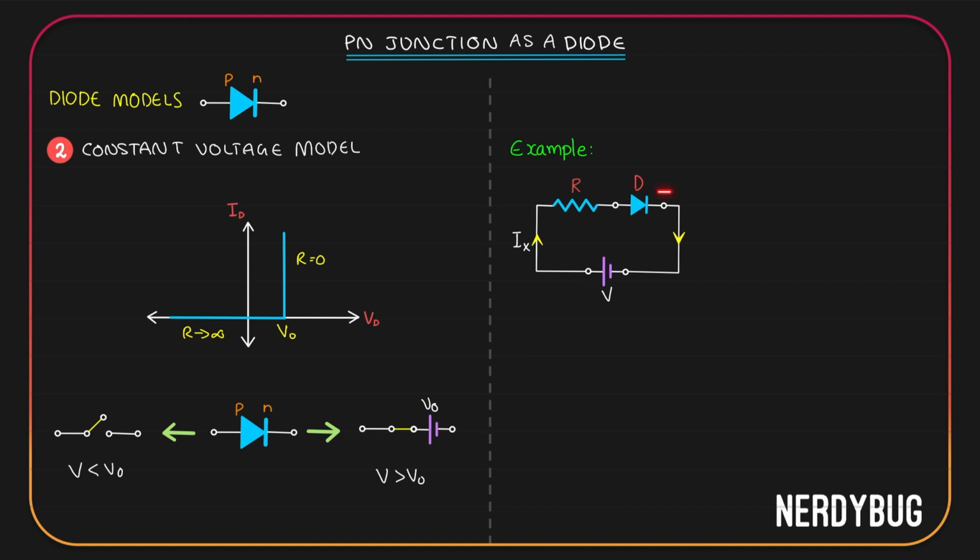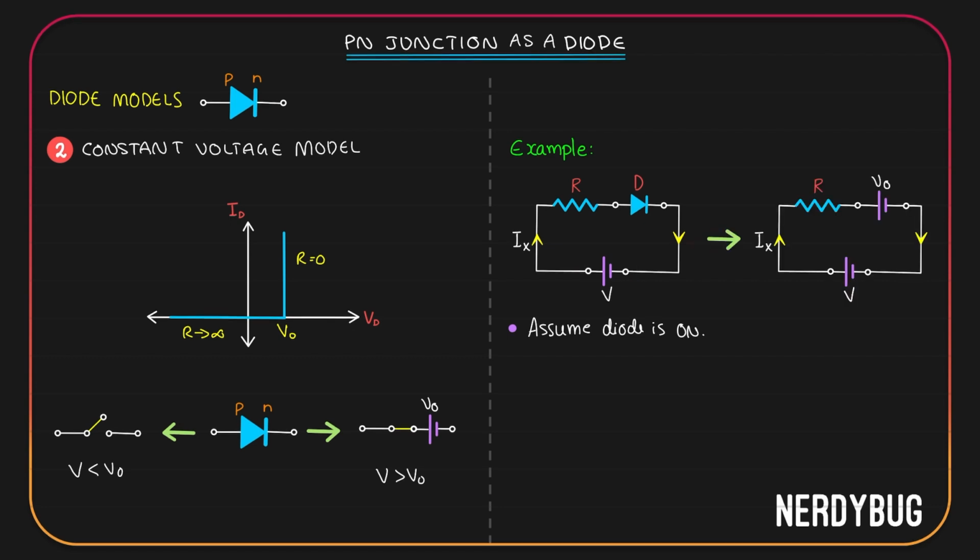Here the diode will get negative potential here and positive potential here, but still we know in this model for the diode to switch on, it at least needs V0 across it. Let us assume that it is the case. Assume that the diode is on. In that case, we can redraw the same circuit like this. I replace the diode with a cell of potential V0. Let us again apply KVL. V minus IxR minus V0 will be equal to 0.